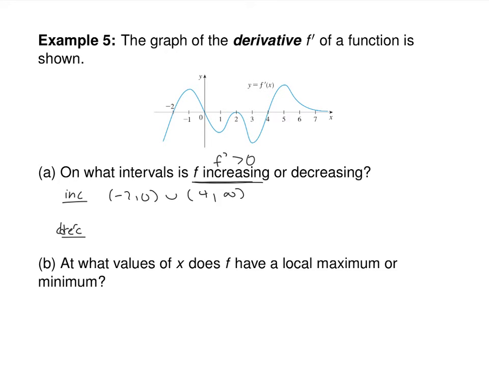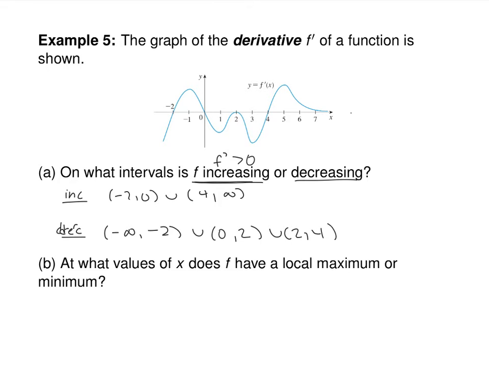And then how about decreasing? Is it decreasing on x equals 2? No, it's a neither there, so you just leave that number out. All right. So negative infinity to -2, union 0 to 2, and 2 to 4. You have to leave out 2 because at 2 the derivative appears to be 0.